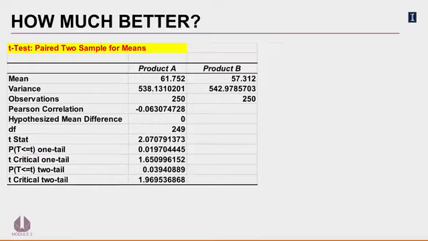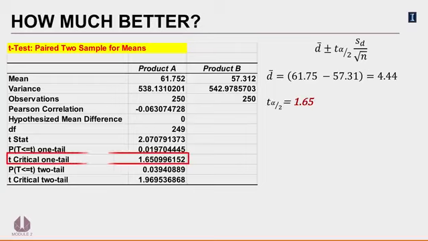Now that you know A is better, you may want to know by how much. To answer this question, we need to develop the confidence interval. In this case, that will be based on this new equation. Again, it is different from before because it is for a paired test. From the Excel output, we get the mean difference to be 4.44. The T of alpha over 2 is 1.65.